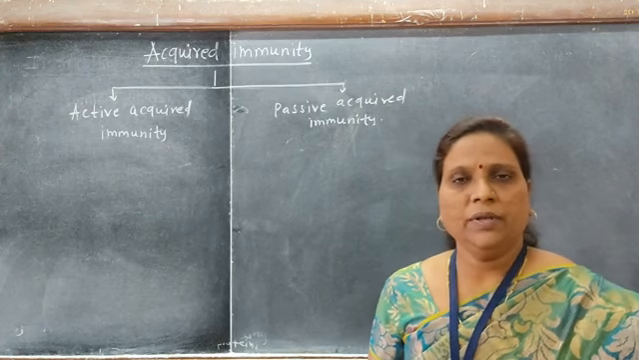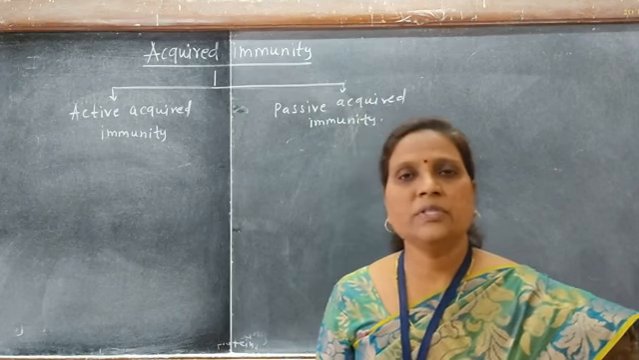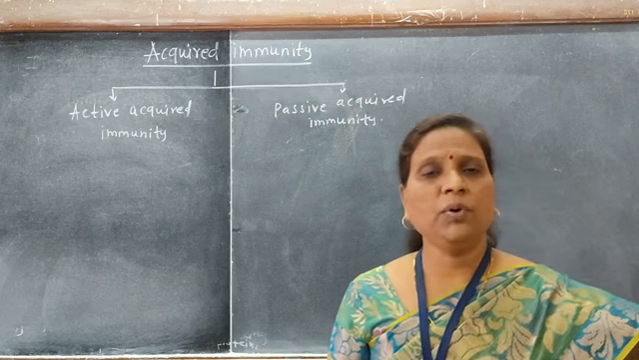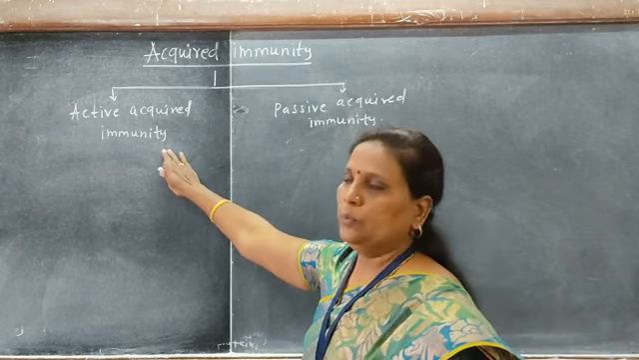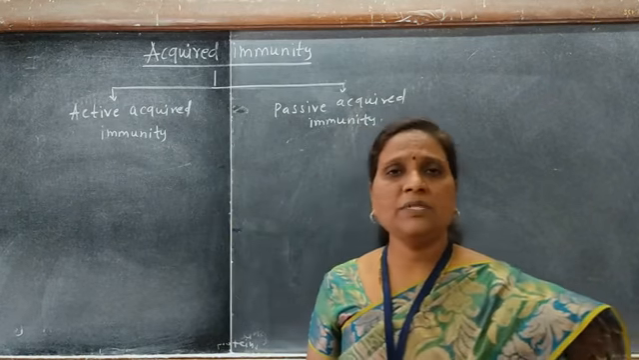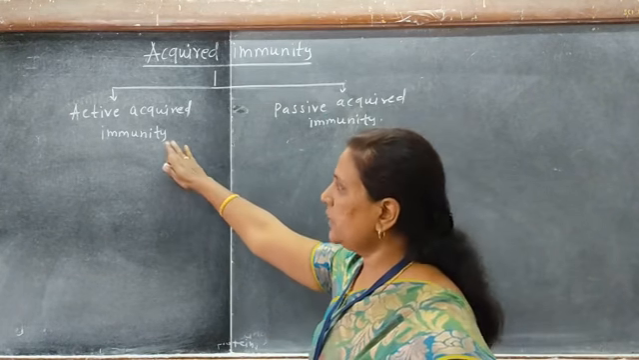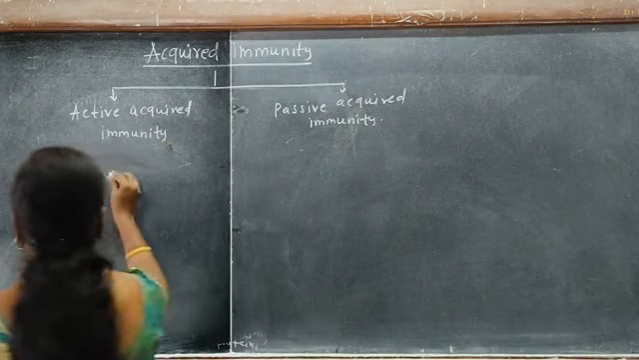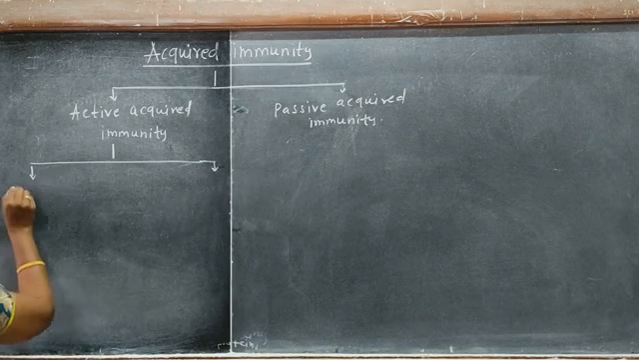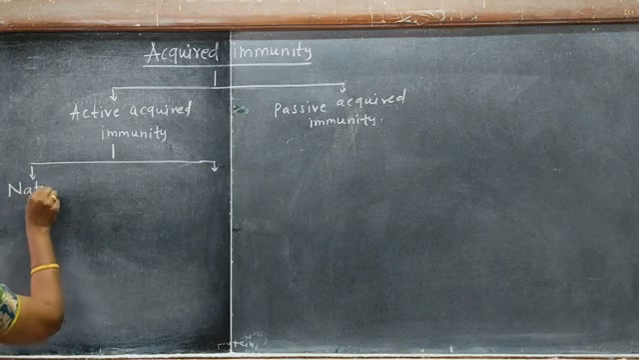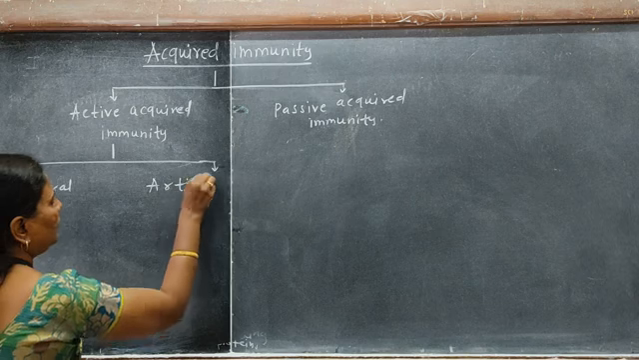So after entry of pathogen, it stimulates the immune system and it produces the antibodies. So it is naturally produced immunity and it is active. So it is again two types, that is the natural and artificial. Okay, we are going to study again these two types: natural active immunity and artificial active immunity.